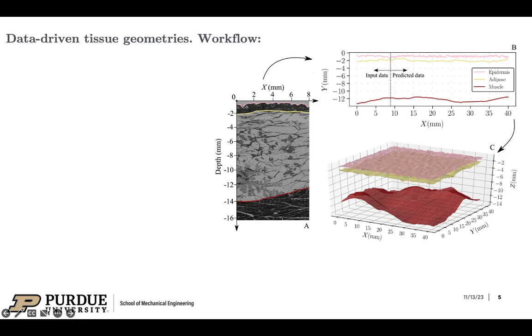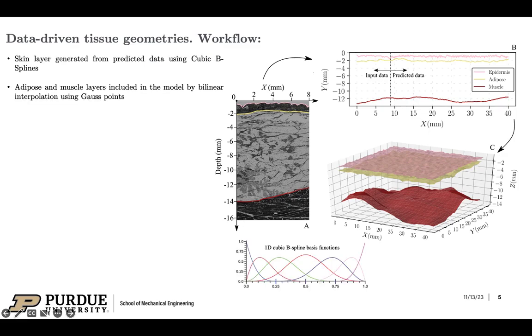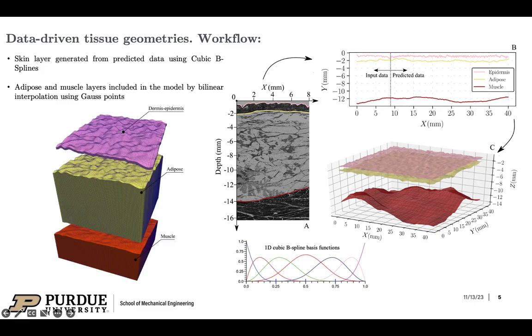And then this data is extended into 2D to form a surface. After that, we incorporate the surfaces in our 3D model using the existing B-splines of the isogeometric elements. And we can create realistic geometries like the one you can see in the figure on the left, where we can distinguish the main layers that compose the subcutaneous tissue, such as dermis and epidermis, adipose, and muscle layer.